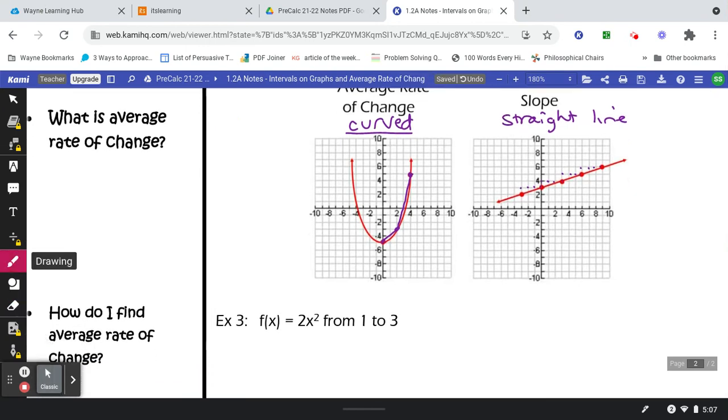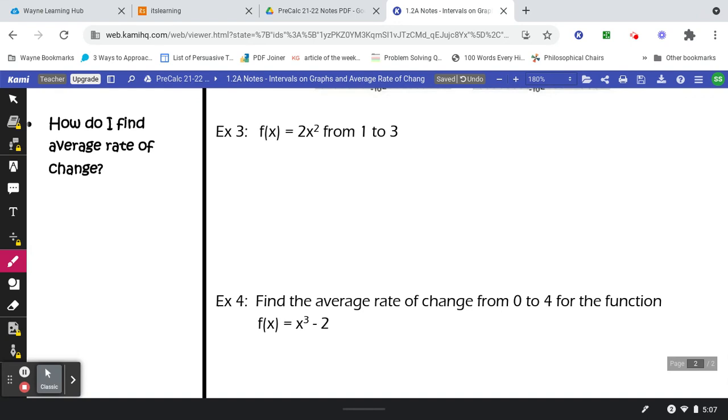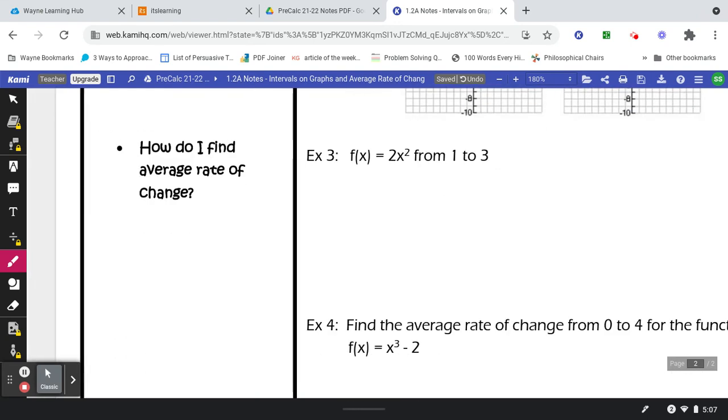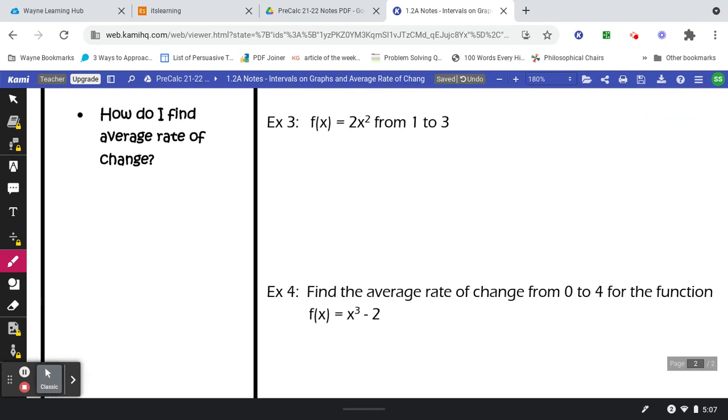We're not going to explore too much on the graph. We're just going to look at our examples here with the equations. So how do I find the average rate of change? You're going to use the formula f(b) - f(a) over b - a.